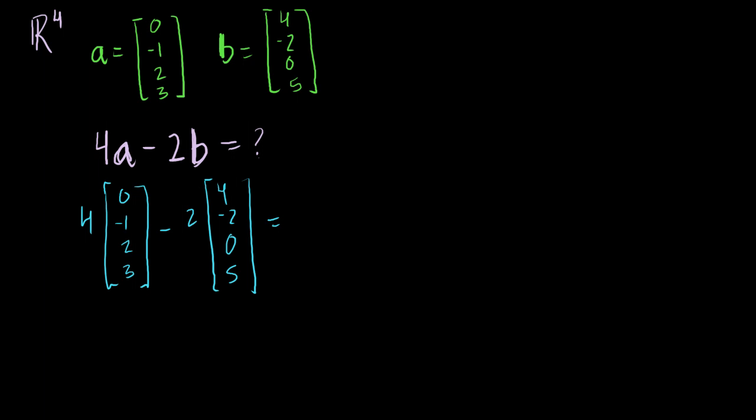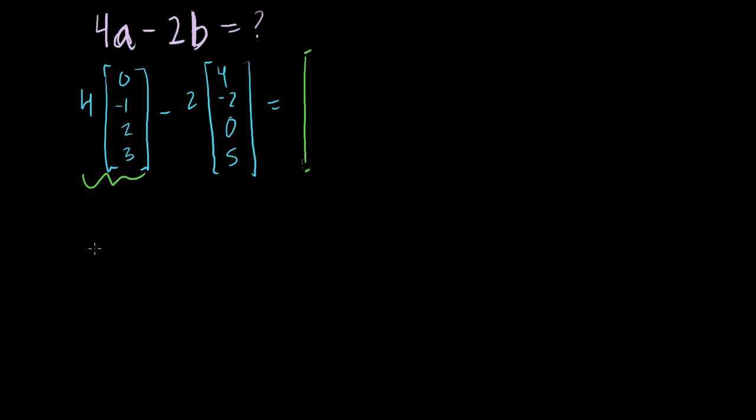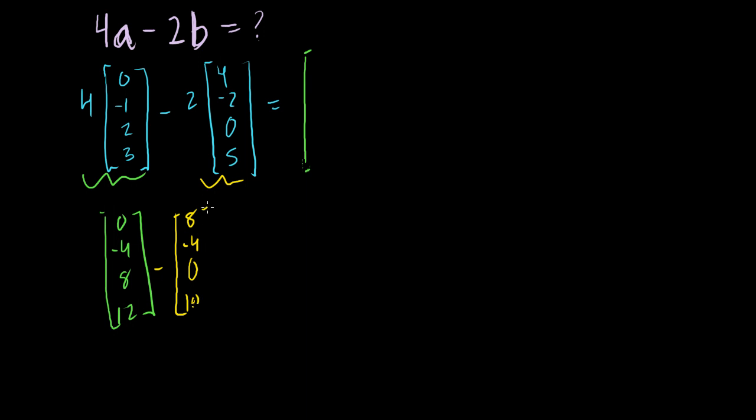And what is this going to be equal to? This term right here, 4 times this, the pen tablet seems to not work well there, so I'm going to do it right here. 4 times this, you're going to get 4 times 0 is 0, minus 4, 8. 4 times 2 is 8. 4 times 3 is 12. And then minus, I'll do it in yellow, minus 2 times 4 is 8. 2 times minus 2 is minus 4. 2 times 0 is 0. 2 times 5 is 10.